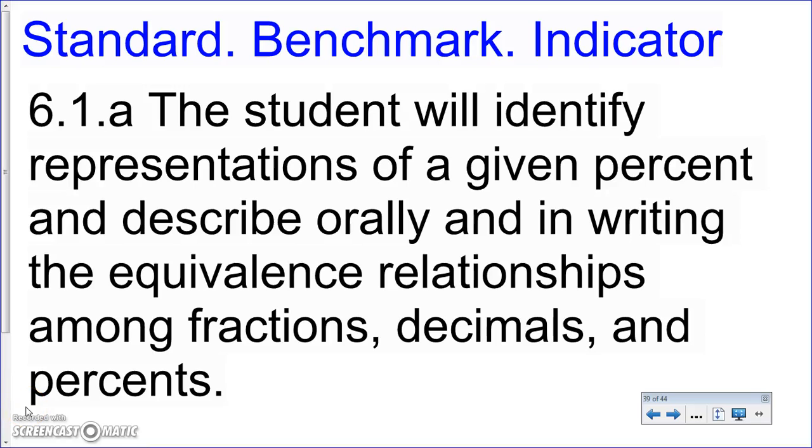Today we will be connecting fractions, decimals, and percents. Please copy down the standard benchmark indicator on a clean page in your math notebook. The student will identify representations of a given percent and describe orally and in writing the equivalence relationships among fractions, decimals, and percents.